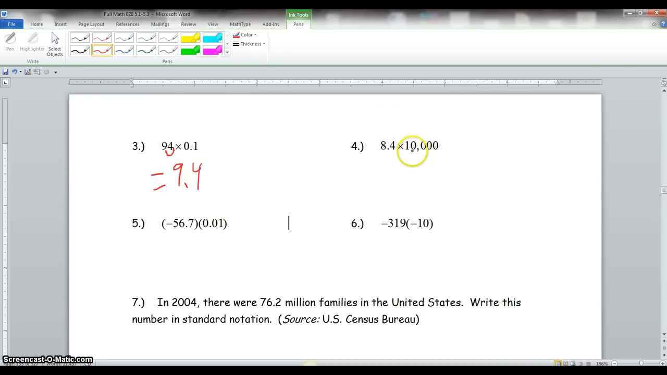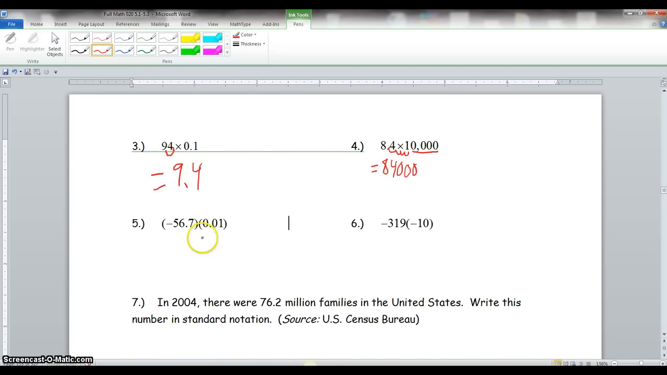Now, what we have here, we have 4 zeros behind the 1 here, and we know that this is a power of 10. So we need to move this decimal 4 places to the right. So we have 1, 2, 3, 4. And what we have here, we will have 3 places where we will have to put zeros. So that would end up being 84,000.